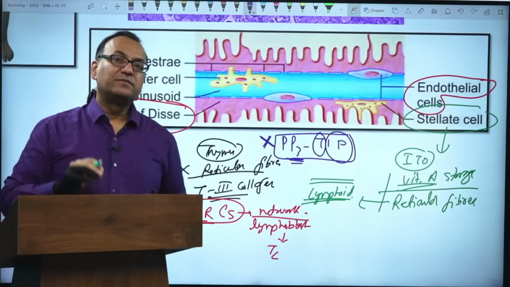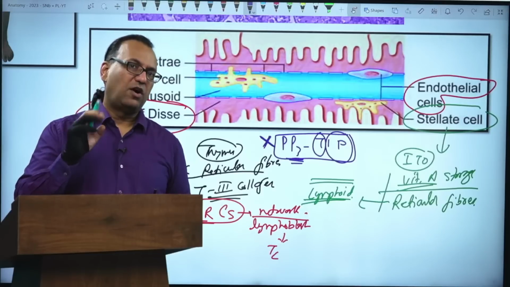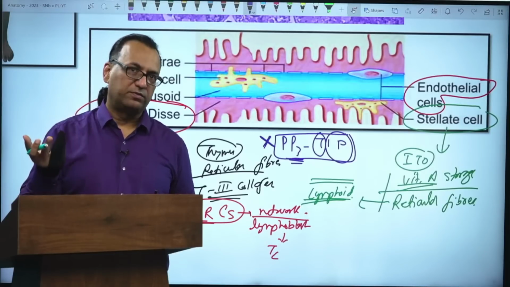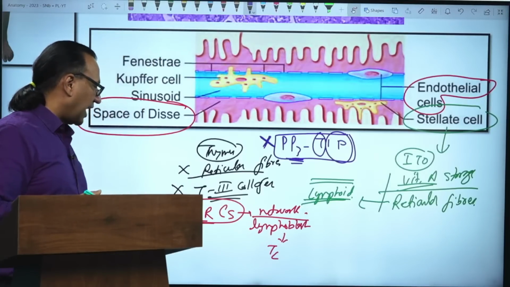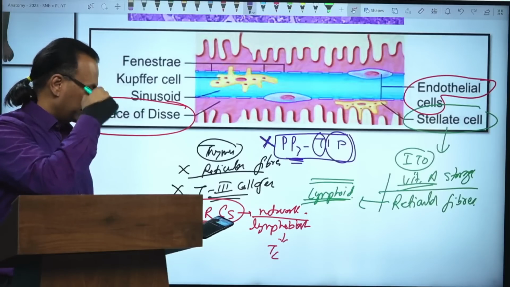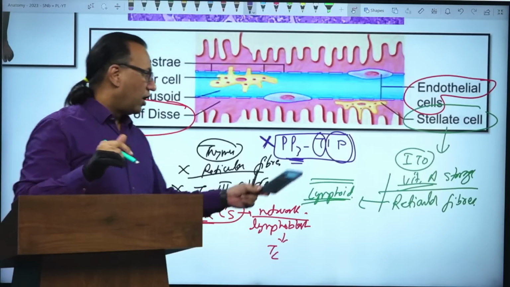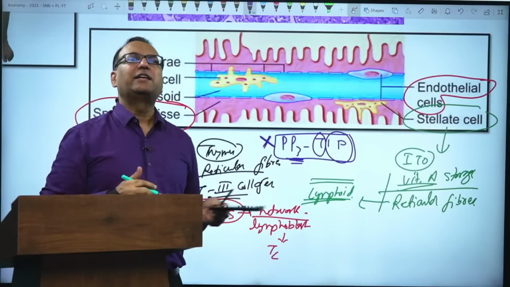What is the connective tissue of the thymus derived from? Because you have just told me thymic epithelial reticular cells are endoderm in origin, from pharyngeal pouch 3. But what about the connective tissue of the thymus?